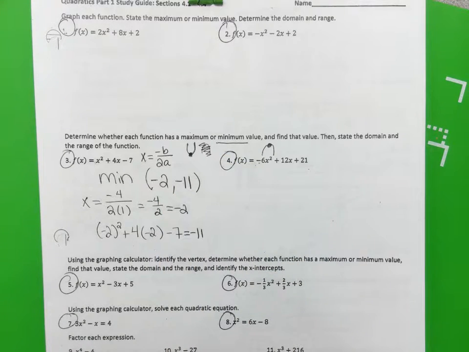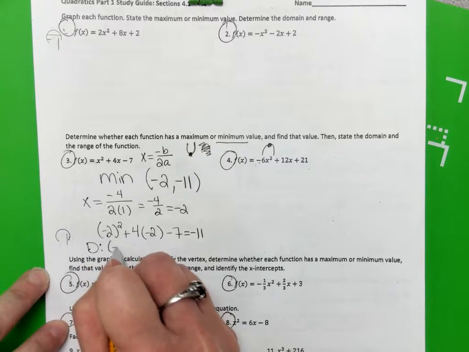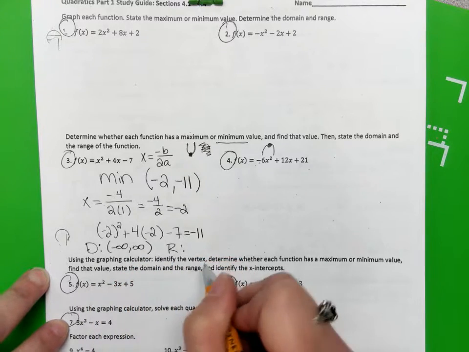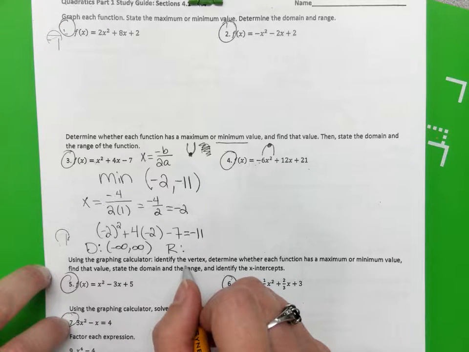Is that all we do? Well, then it says state the domain and range, then you're done. Domain is easy. The domain is negative infinity to positive infinity every single time for a parabola. Yeah, for a parabola. Right. The thing that we did on Monday and Tuesday.